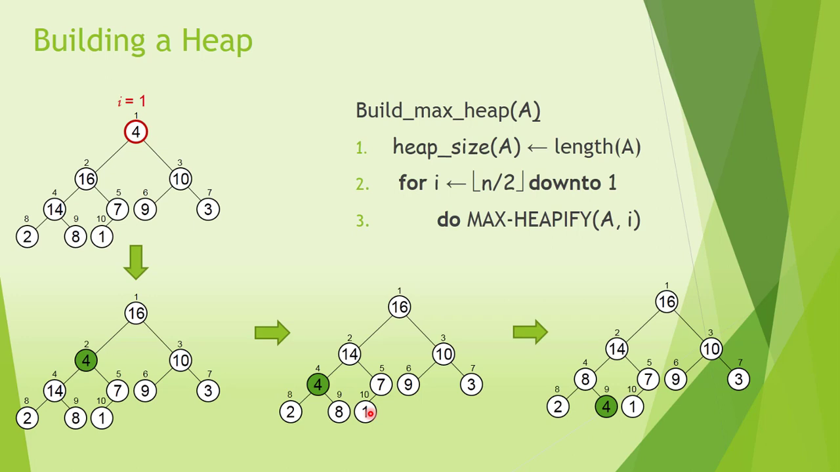Next i value becomes 1. First we compare these three elements. 16 is greater, so 16 and 4 will be swapped. Next I am going to apply max-heapify to this subtree. Here 4, 14 and 7 will be compared. 14 is greater, so 14 and 4 will be swapped. Next I apply max-heapify in this subtree. Among 2, 4 and 8, 8 is largest, so 8 and 4 will be swapped. So here I got the entire set of elements in a max heap arrangement. The important procedure here is max-heapify of A comma i.